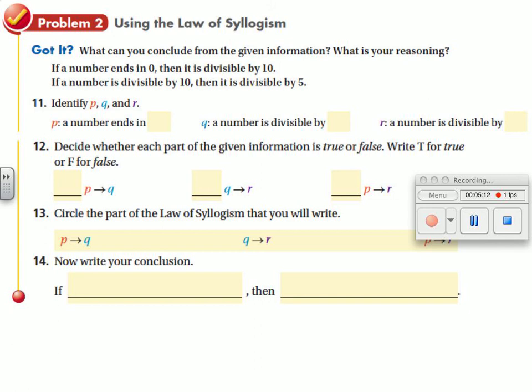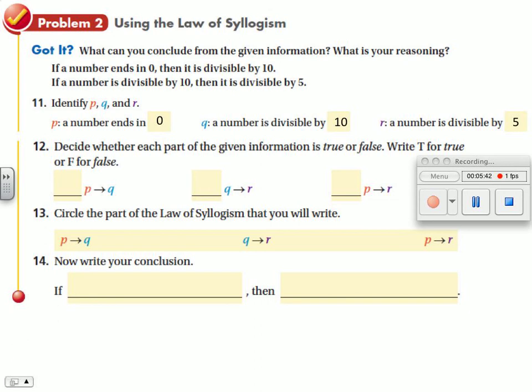We have to identify a P, Q, and R for this statement. The P statement is a number ends in 0. The Q statement is a number is divisible by 10. And the R statement is a number is divisible by 5. Decide whether each part of the given information is true or false. Write T for true or F for false.